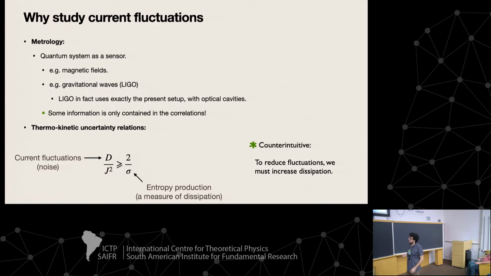But these are classical results. They are derived from classical processes, and they can be violated in quantum systems. And one open question is, if they can be violated, why? What's the reason why they're violated? And two, is there any other kind of fundamental restriction on the current fluctuations?